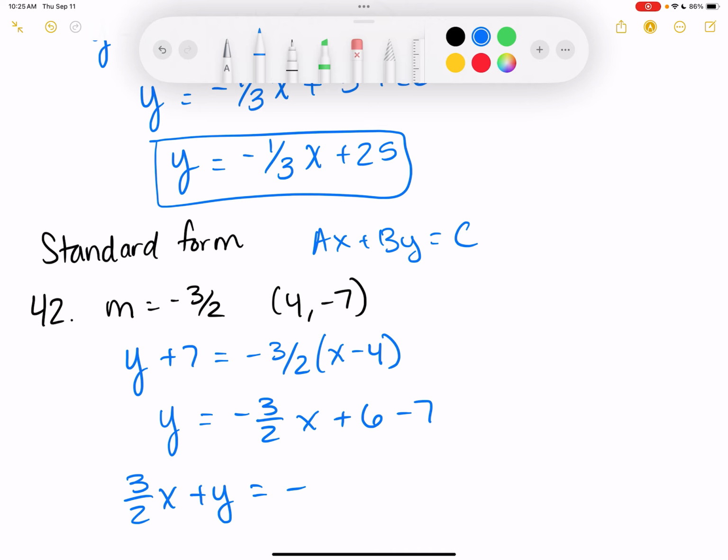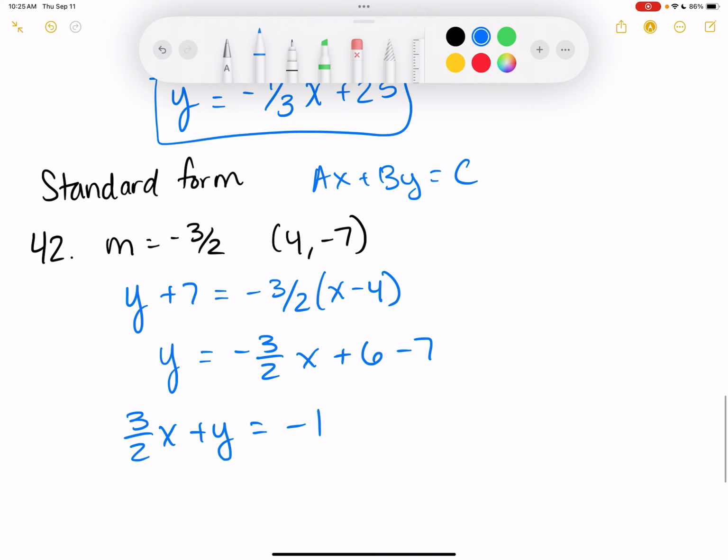Now, what I'm going to tell you is the book is going to have a slightly different answer, because they want you to have only integer values. What are integers? Whole numbers and their negatives. Okay, so they're going to have a different answer.